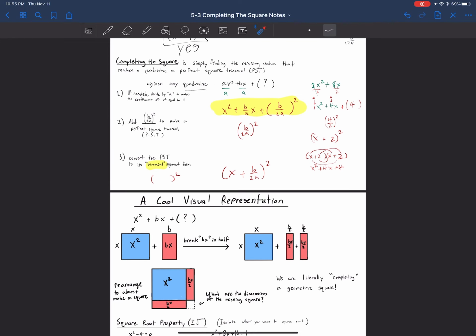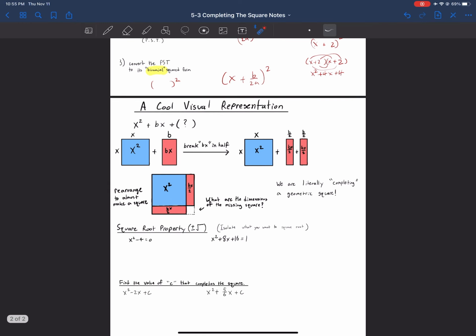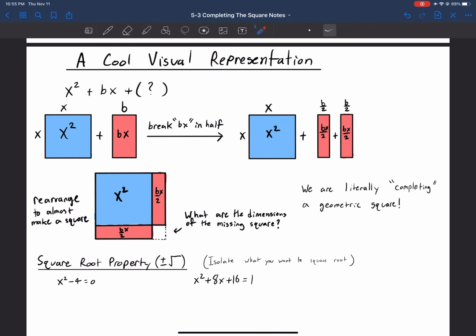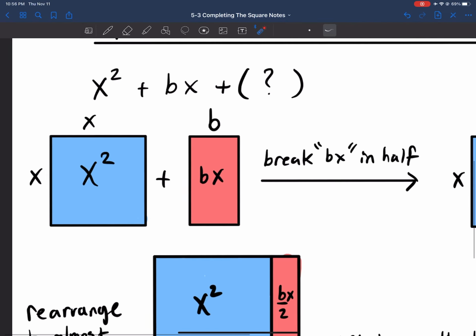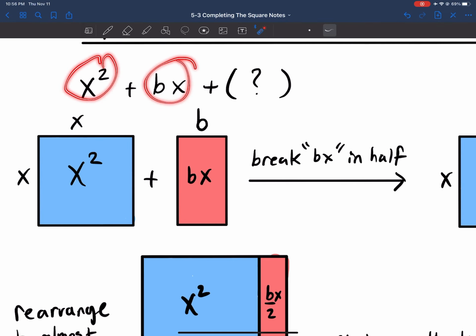So a cool visual representation on the next page. What's really happening when I say completing the square? Geometrically, we are literally completing a square. So imagine I'm giving you something x squared plus bx. So I don't have an a here. Let's just ignore it for now and pretend my leading coefficient's already 1. So I don't have to worry about it.